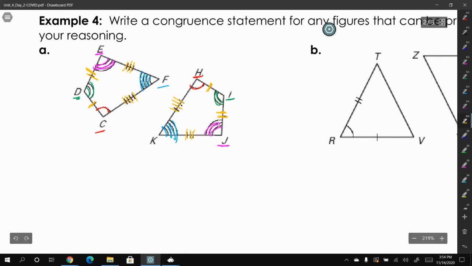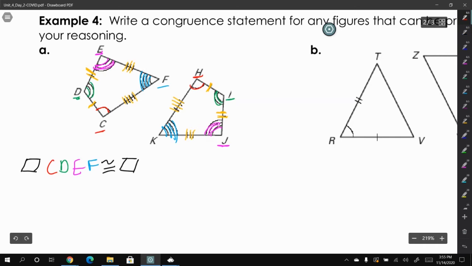All right, so now we can write a congruent statement. We're going to write, let's go in the same order. Start with red. So C, D, E, F is congruent. Oh, and this isn't a triangle. It's a quadrilateral. It's four sides. So you can either write the word quadrilateral or put a quadrilateral symbol in front of it.